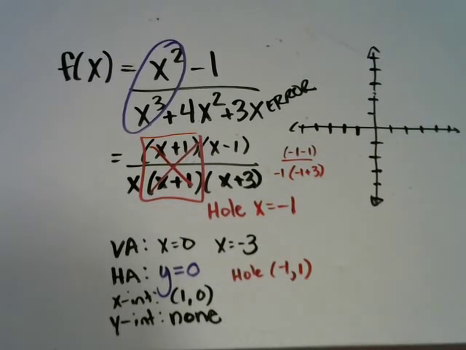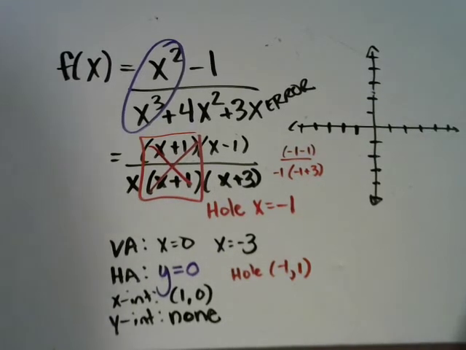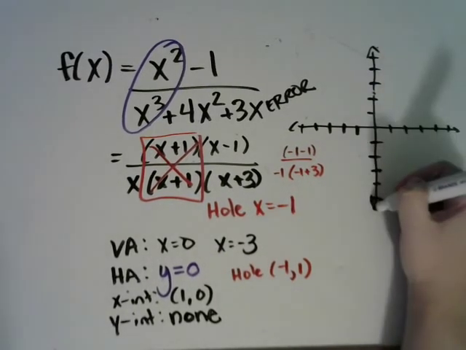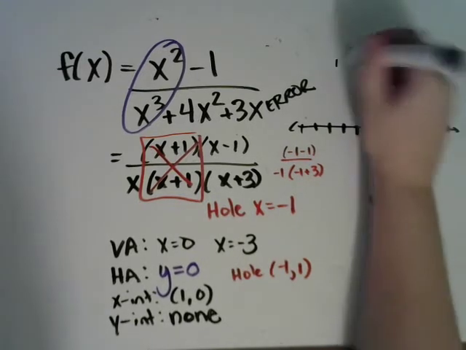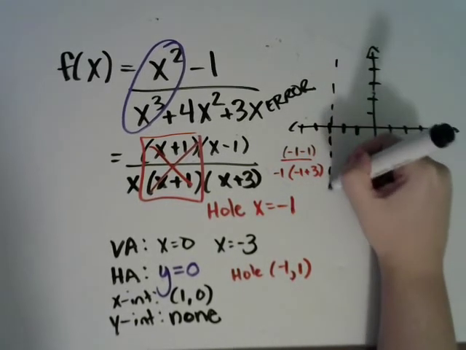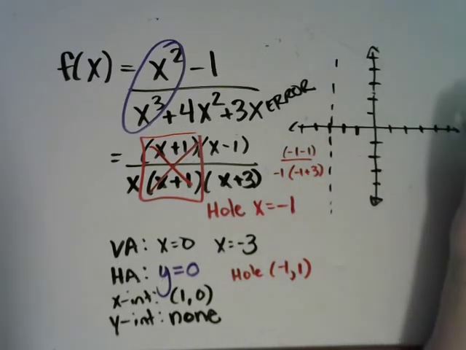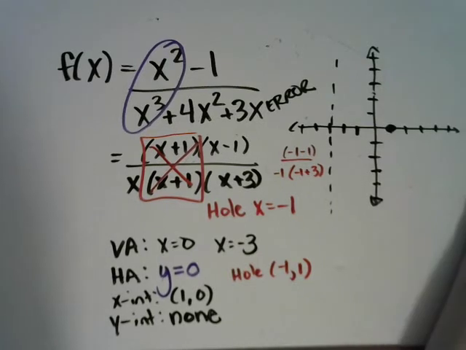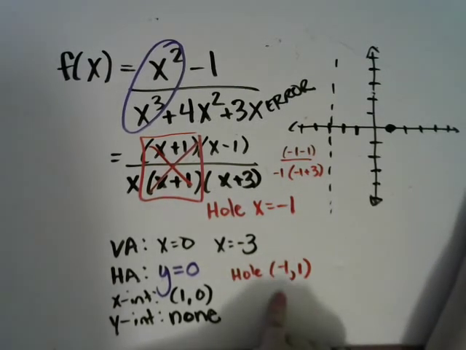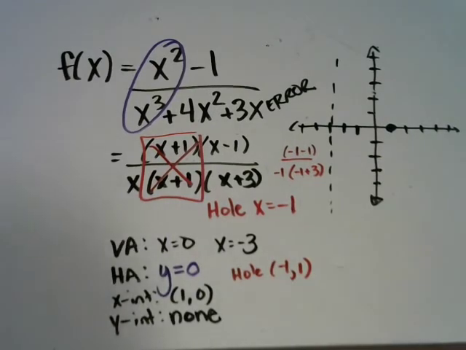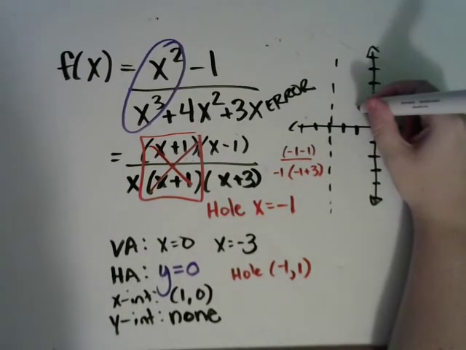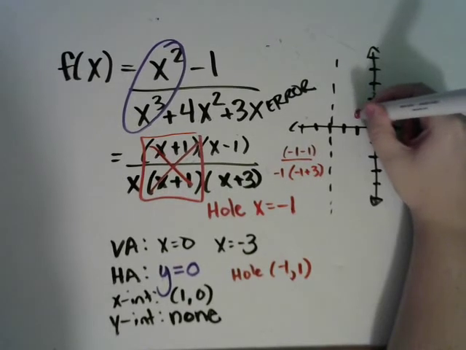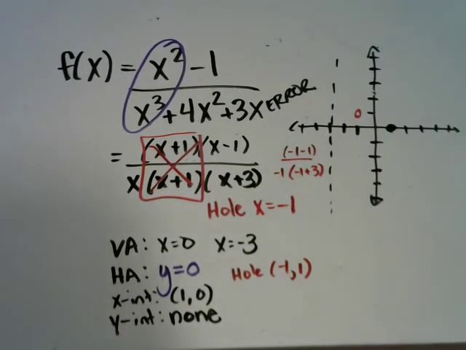Let's sketch the graph of this function to decide what additional test points we need. We have a vertical asymptote at the y-axis and at negative 3. We have a horizontal asymptote at the x-axis. We have an x-intercept at 1, and we don't have a y-intercept, but we do have a hole at negative 1, comma 1. So none of this is very conclusive. I'm going to need to use test points to decide what the graph is going to look like.